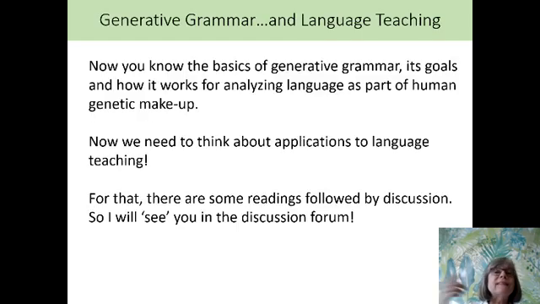Now you know just some basics of generative grammar, the theory, its goals, how it works for analyzing language as part of our human genetic makeup. And now we need to think about applications to language teaching. So for that, there's some readings followed by discussion.